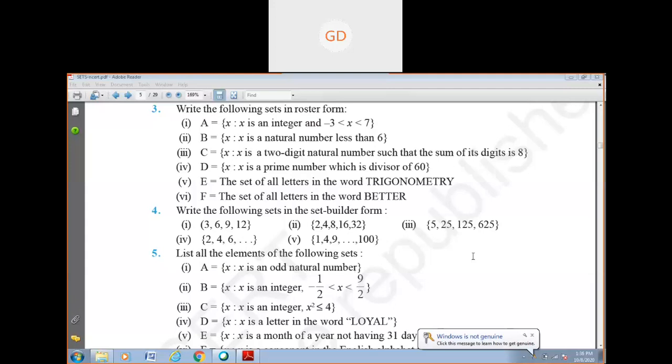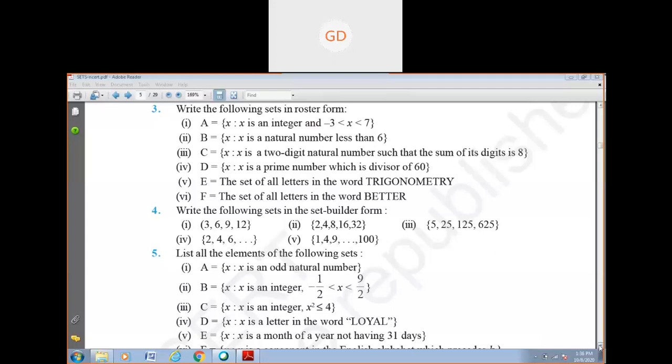And a few are left. x is a letter in the word Lowell. Just write the letters within second bracket. It's very simple. x is a month of the year not having 31 days. It's very simple. You can just write the names of the months within second bracket. So that is the answer.